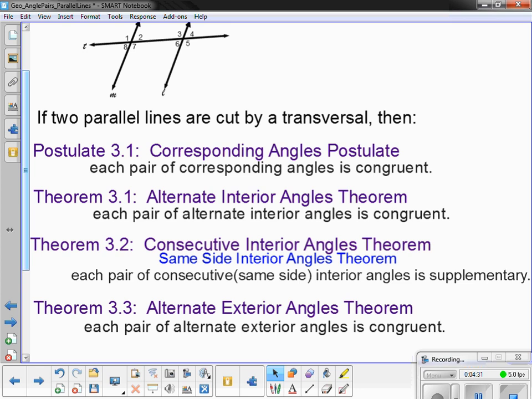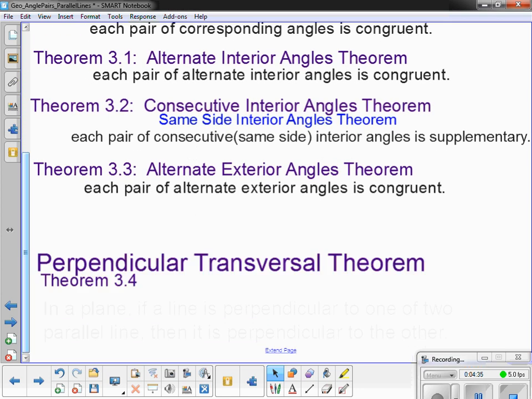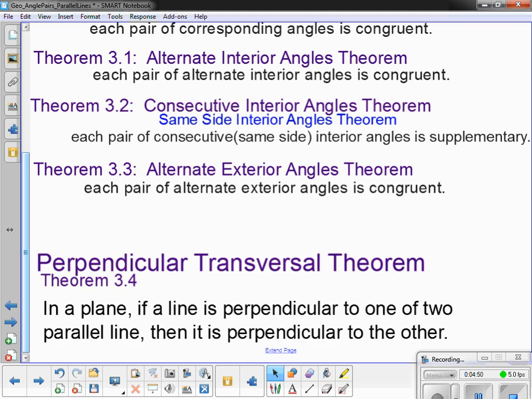Okay, so now that leads us to this really funky theorem. It's called the perpendicular transversal theorem, theorem 3.4, and it's because it's still starting with parallel lines. So if I'm in a plane and I have two parallel lines and a transversal comes through, and it happens to be perpendicular to one of those two parallel lines, like angle 1 is a 90-degree angle, so I know it's perpendicular, then T would be perpendicular to M.